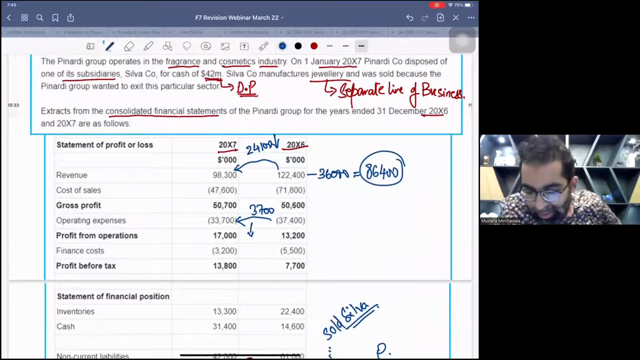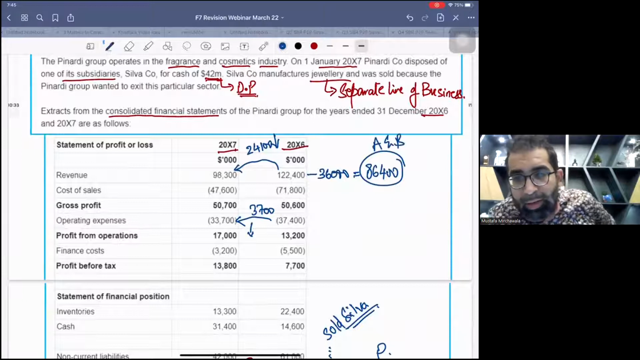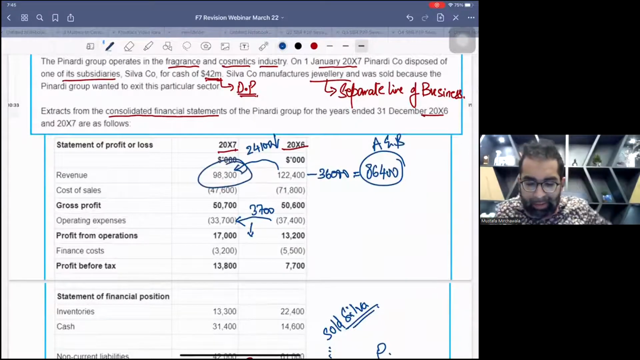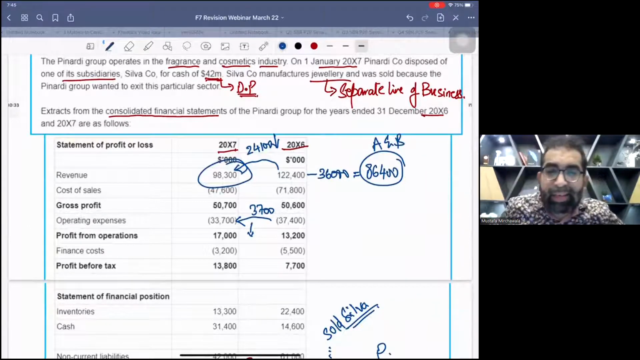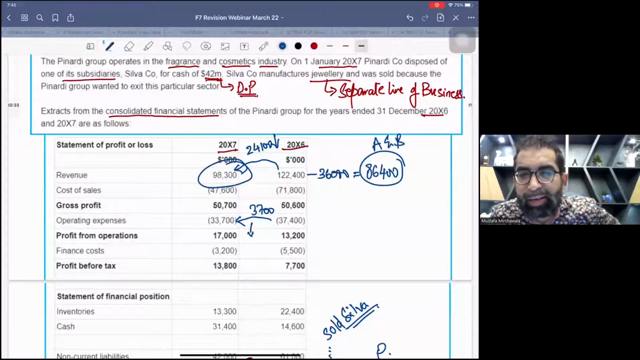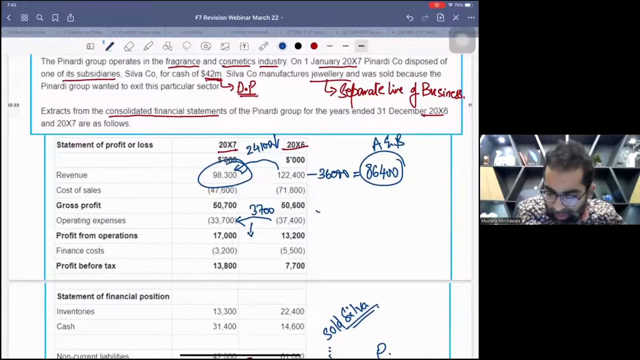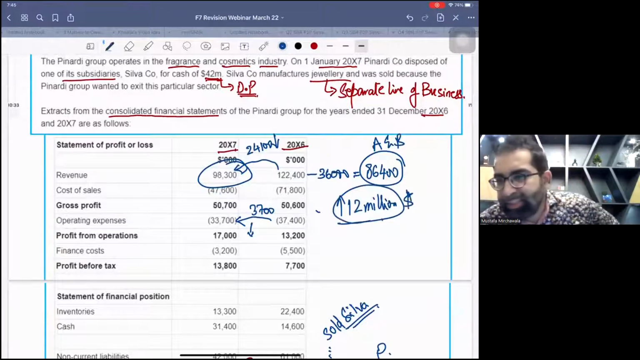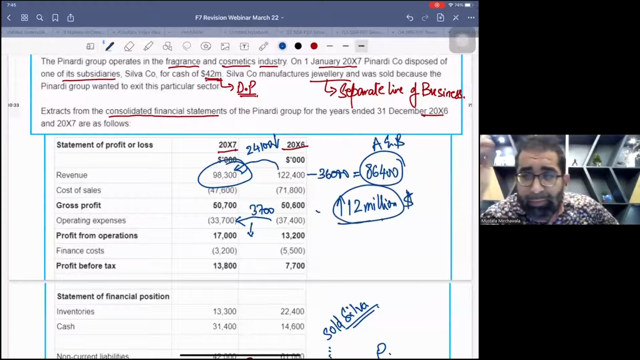That means last year A and B, the imaginary names, made 86,400. And this year, A and B made 98,300. So almost an increment of 12,000, which means $12 million, which is good. That means our existing products are working very well.